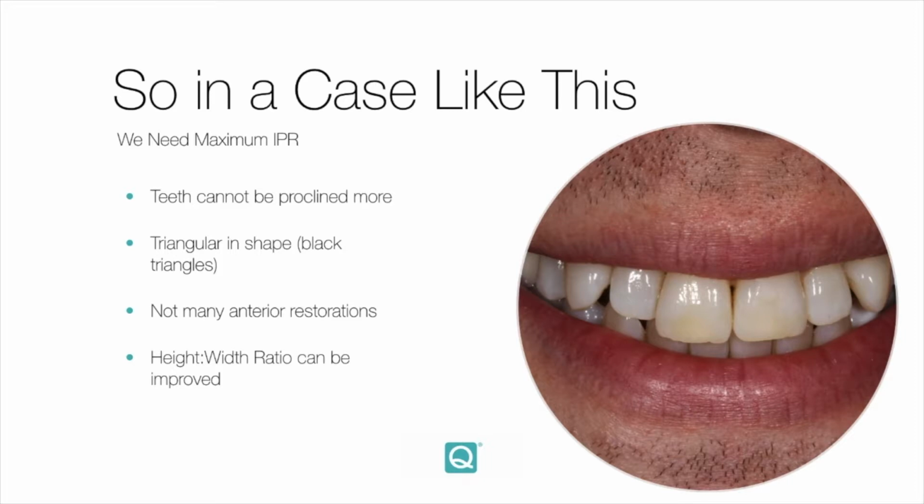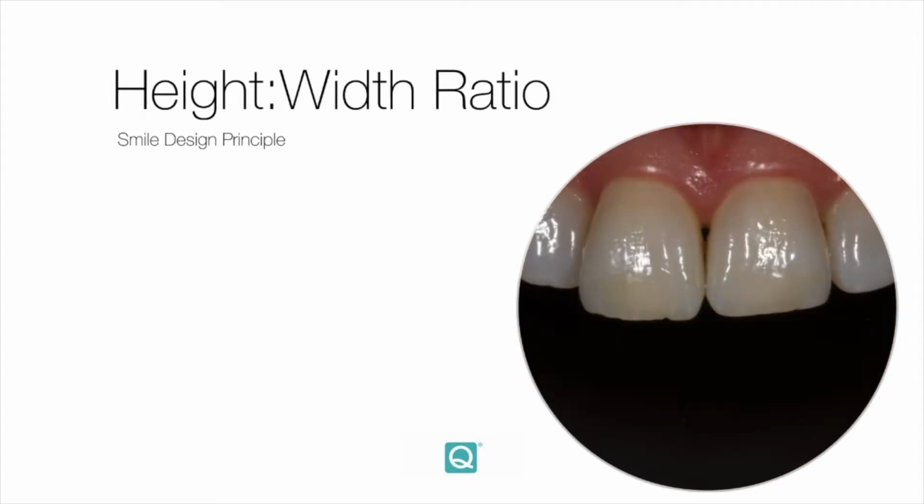So let's take a little bit of a closer look at what I mean by height-width ratio. When we're looking at smile design principles, we want the width of the tooth to be about 75 to 80% of the height of the tooth. And you can see that, especially on the left side here, the tooth looks a little bit boxy. It's more square than it is rectangular. So this means we can improve the appearance of this tooth. By doing a little bit of IPR, we can actually slenderize it and improve the height-width ratio.